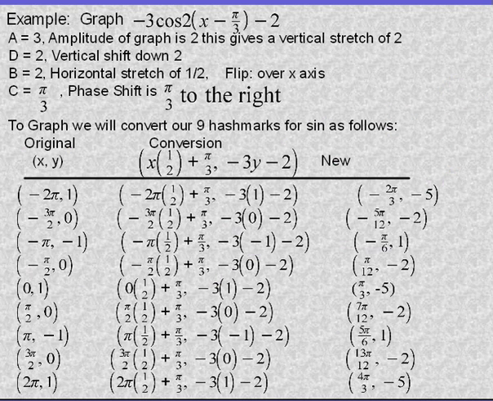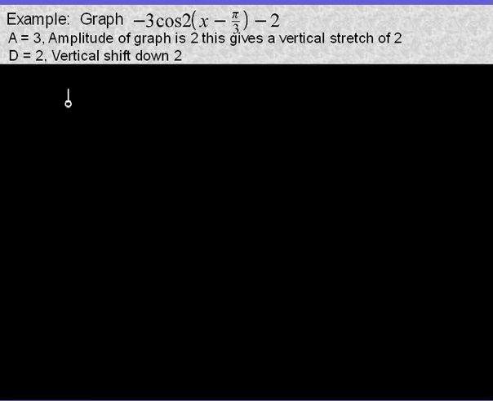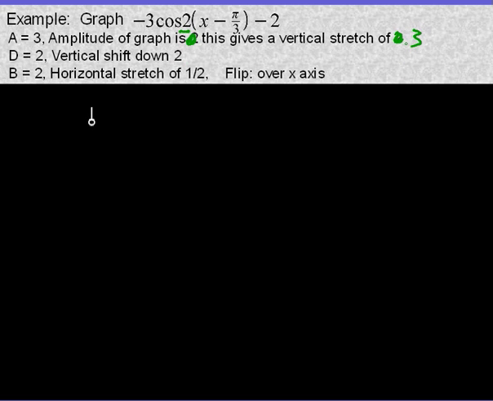All right, next example. -3 cosine of 2x minus pi over 3, minus 2. So notice our b is outside the parentheses. We have an amplitude of 3, which gives us a vertical stretch of 3. We go down 2, vertical shift down 2. We have a b of 2 giving us a horizontal stretch of 1/2. Also, we have a flip over the x-axis.